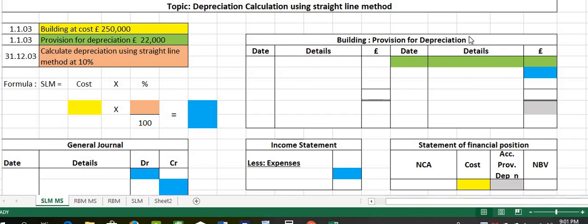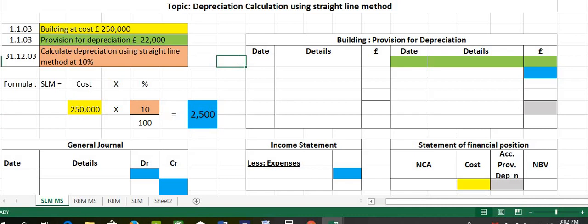Now we have a specific formula to calculate the straight line method of depreciation. You take the cost of the non-current asset and you find the percentage which is mentioned in the question. So the cost of the building here is 250,000, whereas the percentage of depreciation is 10%. And 10% of 250,000 gives 2,500.